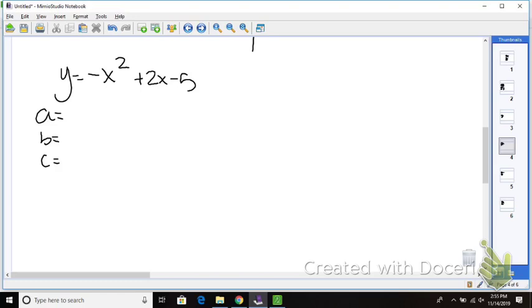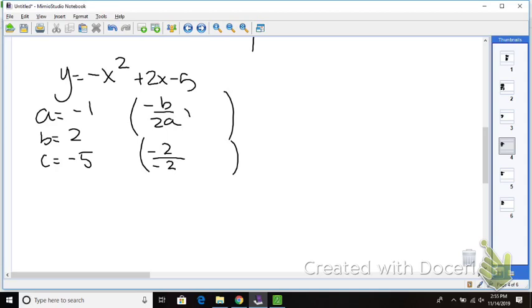Okay, what's our A term? Negative 1. What's B? 2. And what's C? Negative 5. We're always using negative B over 2A. So if I have to do negative B, that's negative 2 over 2 times negative 1, which would be negative 2... So what is your X value? 1. Okay, now you guys on your own paper plug in the 1 and let's see if we agree on the Y.